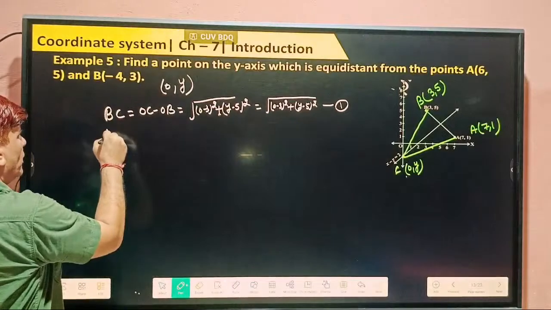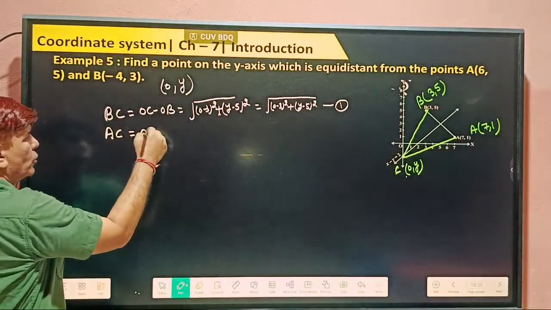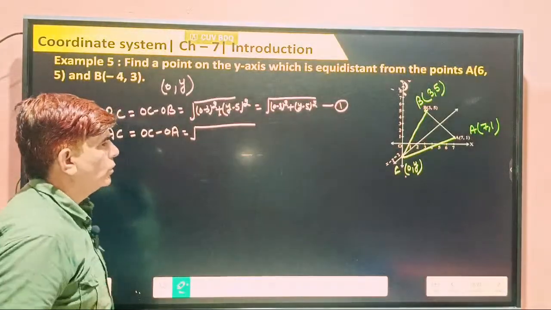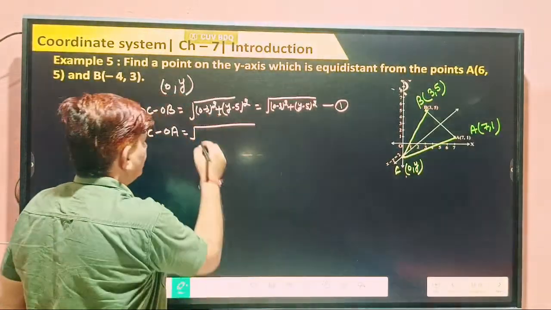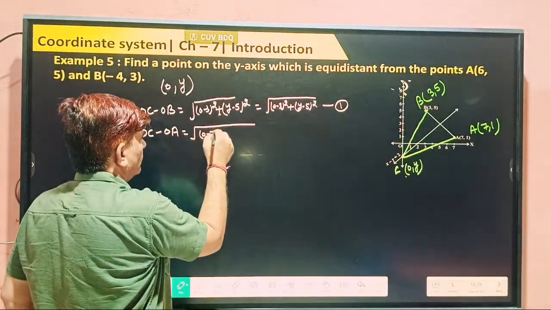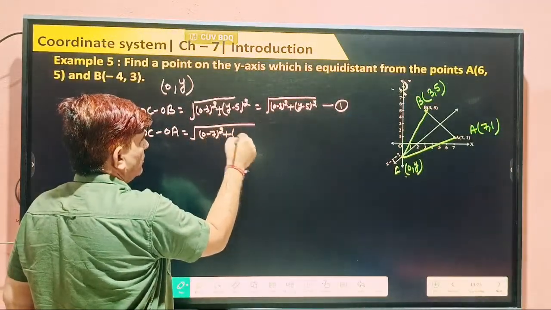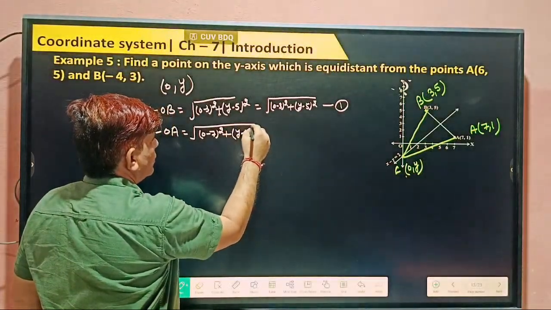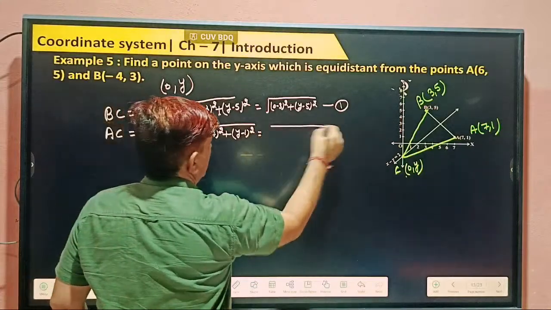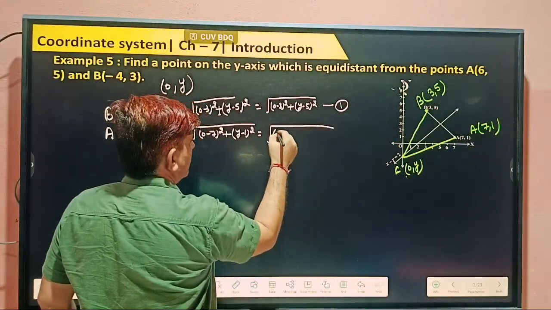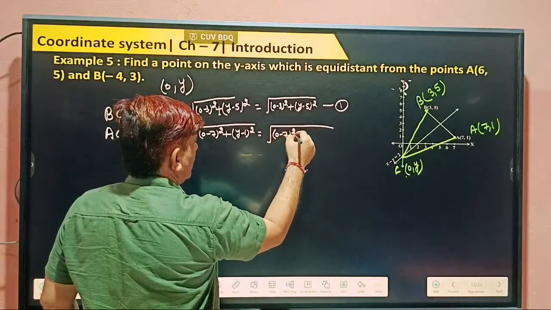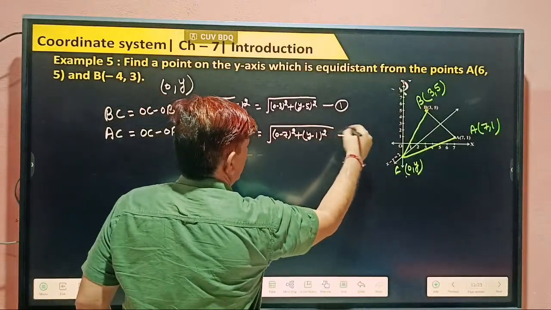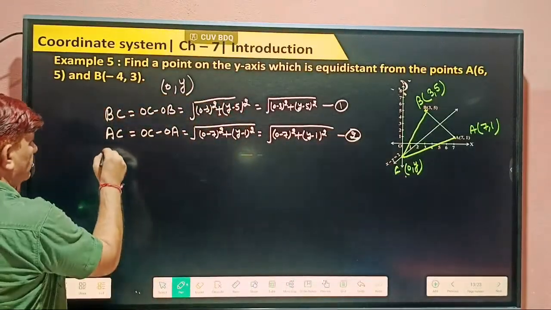Now find out AC. AC equal to OC minus OA. So again find out OC. 0 minus 7 whole square plus y minus 1 whole square. This is equal to this. So this becomes 0 minus 7 whole square plus y minus 1 whole square. This is your 2.